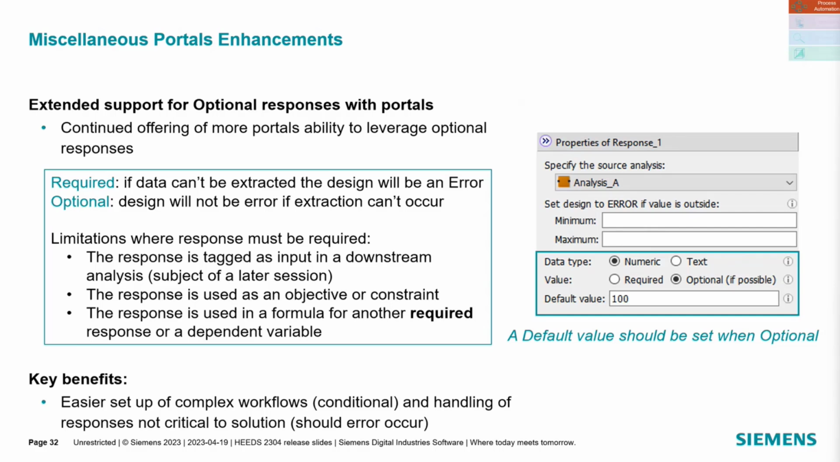Other enhancements include extended support of optional responses. If you've got branches in the workflow that are not executed because of some condition, the responses extracted in that branch that don't contribute towards an objective or constraint can be defined as optional. This means they can take a default value, or if you are not able to extract them at all, don't worry about it. It's not an essential response to the actual optimization problem, not critical to the solution.